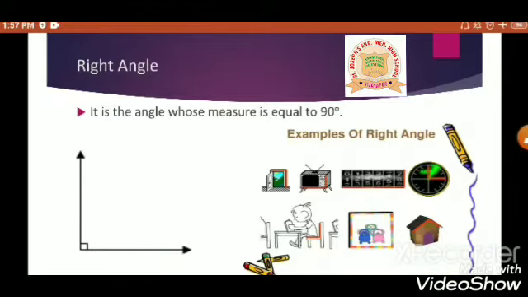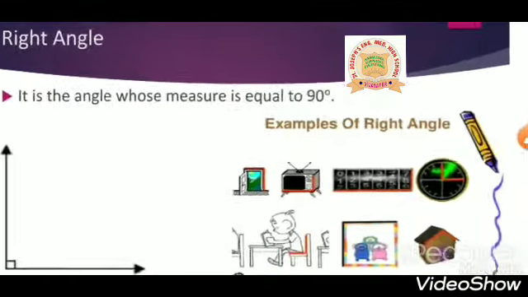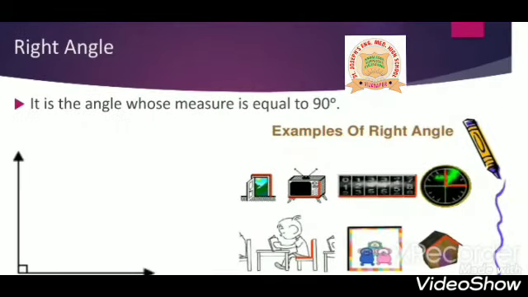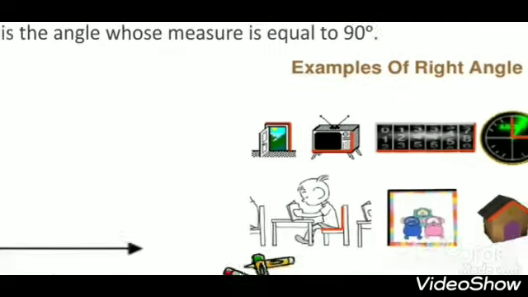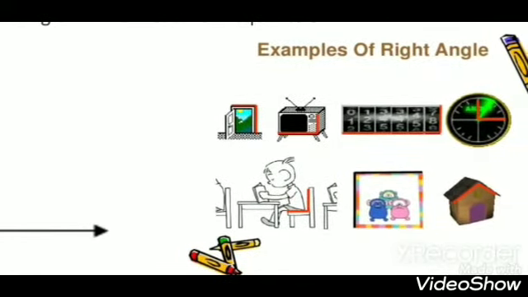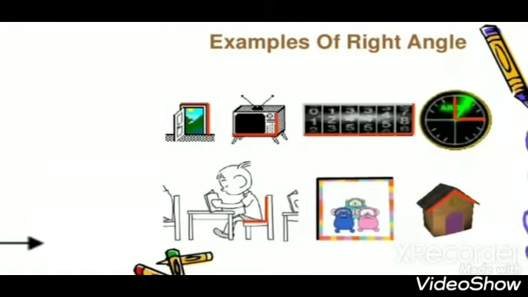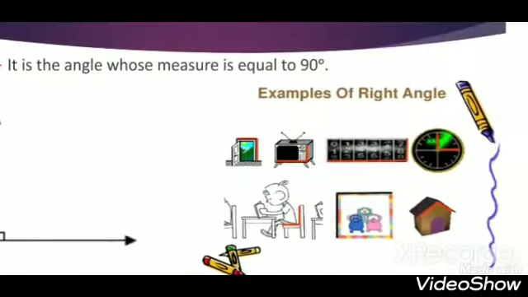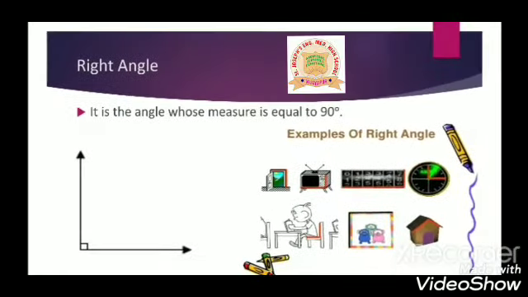If you see all the examples over here, if you see the edge of the door, wherever the red mark is, it shows the angle there. All the red marks are showing right angles. If you take the chair, the frame, or the house, you can see it, and in the watch also you are going to see that 90 degrees is there. So these are the examples of right angles.